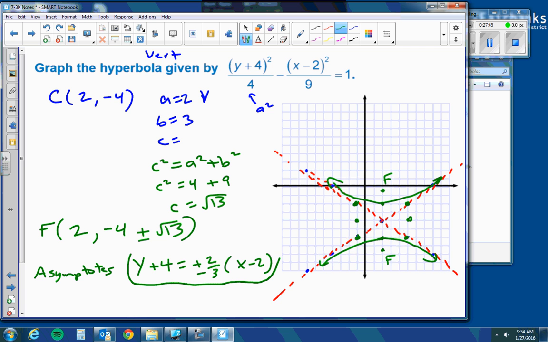Yeah, they don't go through the origin in this case, they go through that center. Let's do the eccentricity one more time. C was square root of 13, so it's square root of 13 over 2, which once again is more than 1, even though it's a hyperbola.